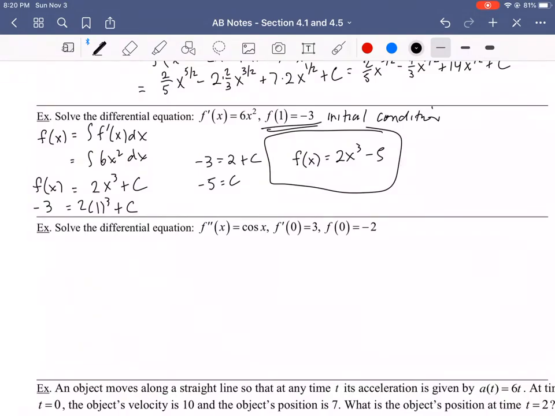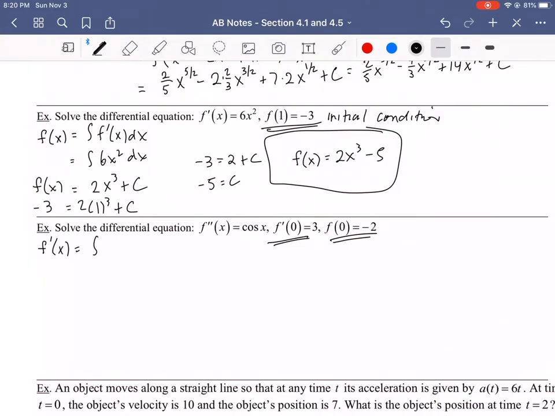Okay, in the next problem, we're given f double prime, and again, asked to find what is f of x. And so now you notice we've been given two initial conditions, one for f prime of x, f prime of 0 is equal to 3, and one for f of x, f of 0 is equal to -2. Okay, so before I find f, I've got to find f prime.